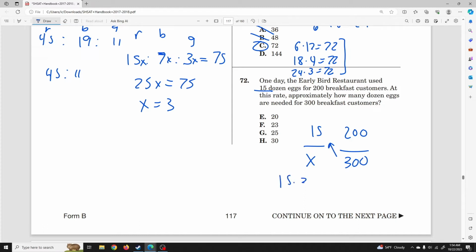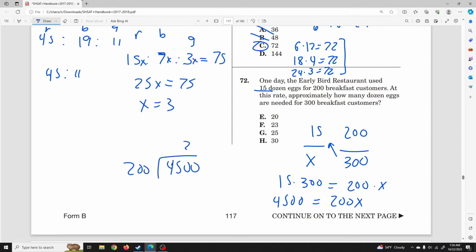So 15 times 300 is equal to 200 times X. So 4500 is equal to 200x. And then we just need to divide. So 4500 divided by 200, that's 2. Here's 400. Subtract that, that's 0, 5. Carry down the 0. 200 goes into 500 another 2 times. And 1000, that's going to be 5. So it's going to be 22.5.